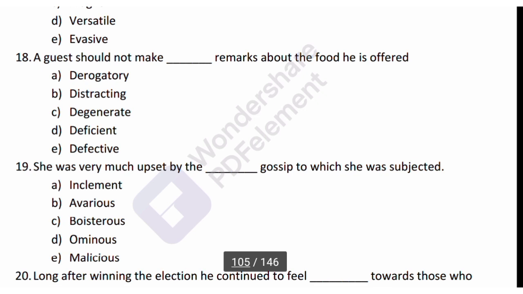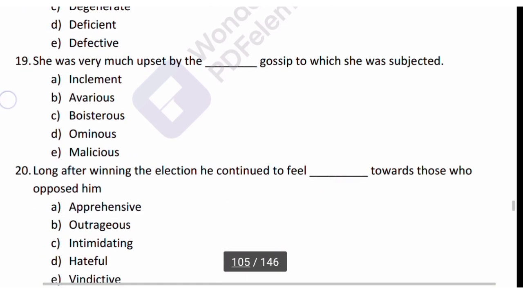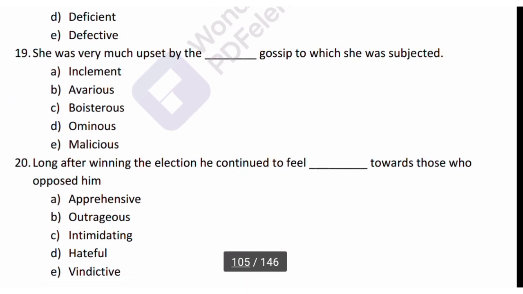Okay. Then number 20 said, long after winning this election, he continued to feel vindictive towards those who opposed him. So vindictive, that's E. Vindictive towards those who opposed him, because he has won the election.